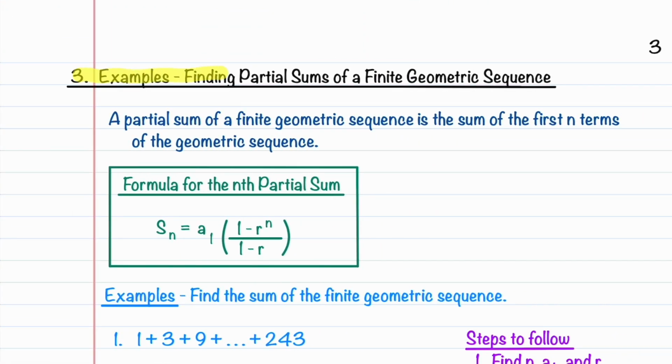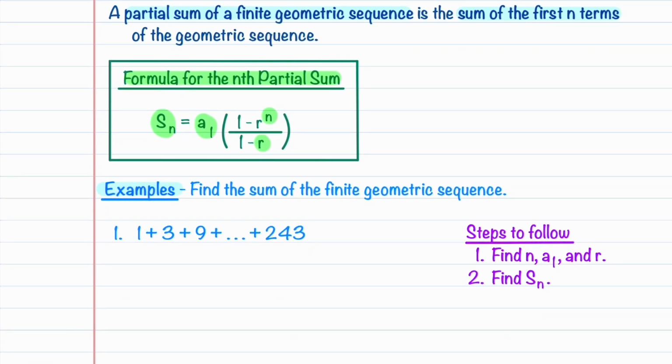Let's now look at some examples where we are going to find partial sums of a finite geometric sequence. Let's first learn about what this is. A partial sum of a finite geometric sequence is just the sum of the first n terms of the sequence. We have a very nice formula for the nth partial sum. It does have a lot of terms in it, but it is a really great formula because it tells us that we can find the sum of a finite geometric sequence by only knowing the first term, the common ratio, and then the number of terms that we have.